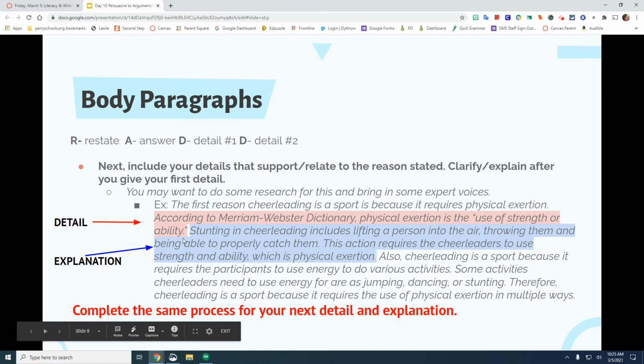So you're going to do that for each detail. You already have your claim, your reasons, and each detail. Now you're just putting it in the format. If you follow the format, you will do well. All right, that is it for today.